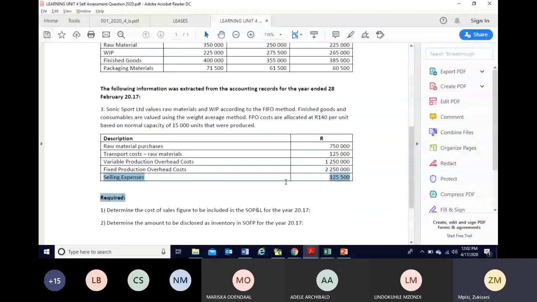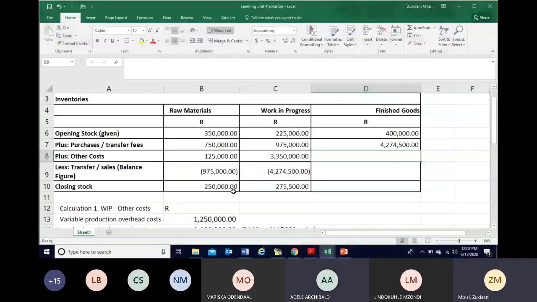Now, we are almost done with inventory. When we defined inventory and looked at the measurement of inventory, we said there are costs that you include and there are costs that you exclude. One of the costs that you exclude is your abnormal spillage, your selling expenses, and your storage costs, which are not essential for your production. That is the cost that we are talking about. Therefore, we don't have any cost when it comes to that part.